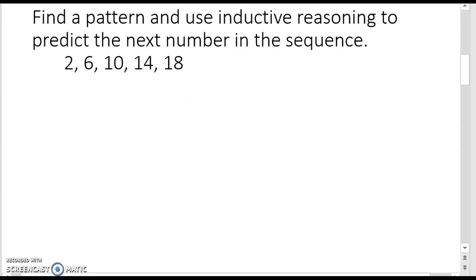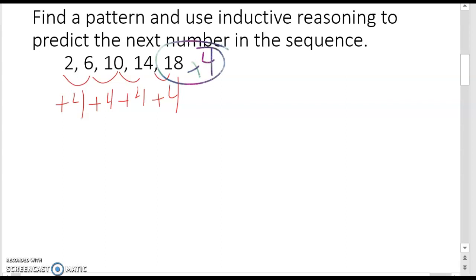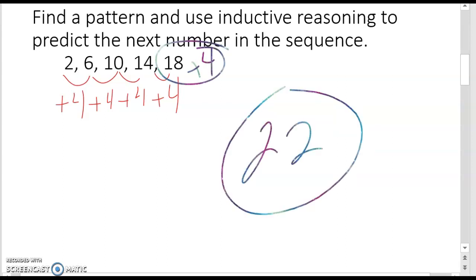So, for example, let's find a pattern and use inductive reasoning to predict the next number in the sequence. If I have 2, 6, 10, 14, 18, and I'm trying to find a pattern, I might notice that going from 2 to 6, I add 4. From 6 to 10, I add 4. In each one, I add 4. So in order to predict the next number, I'm going to add 4 to 18, and I would say using inductive reasoning, the next number in this sequence would be 22, right?